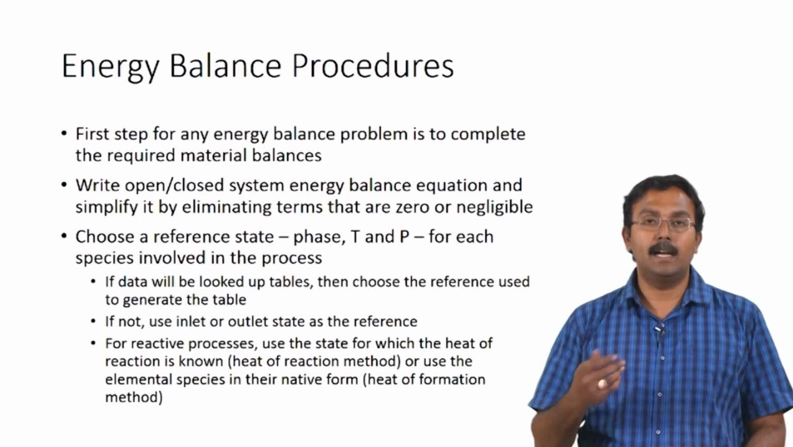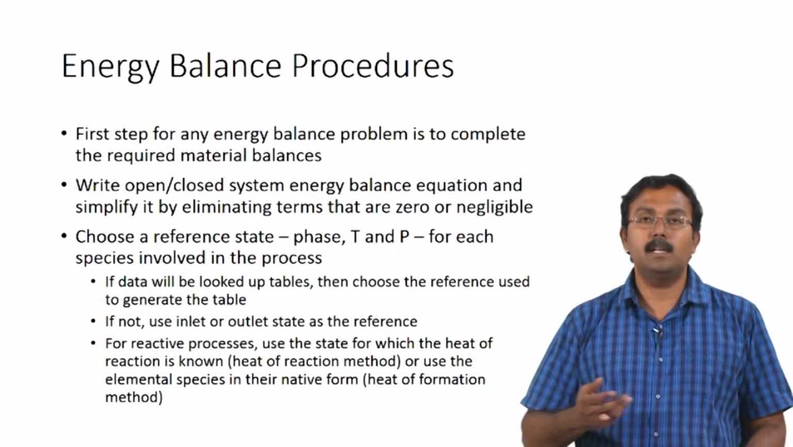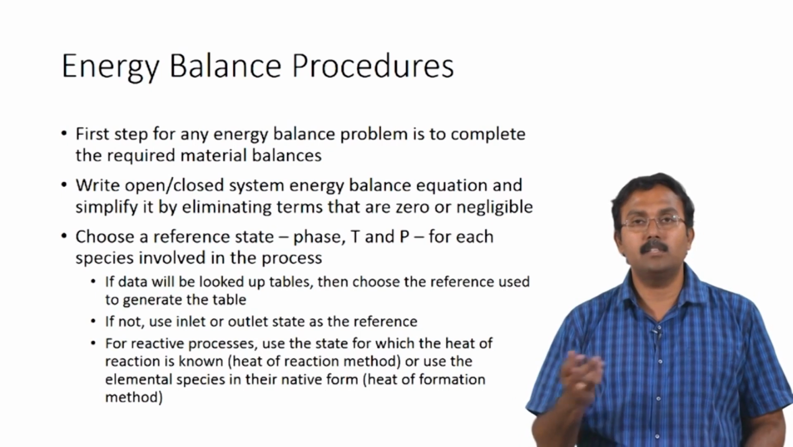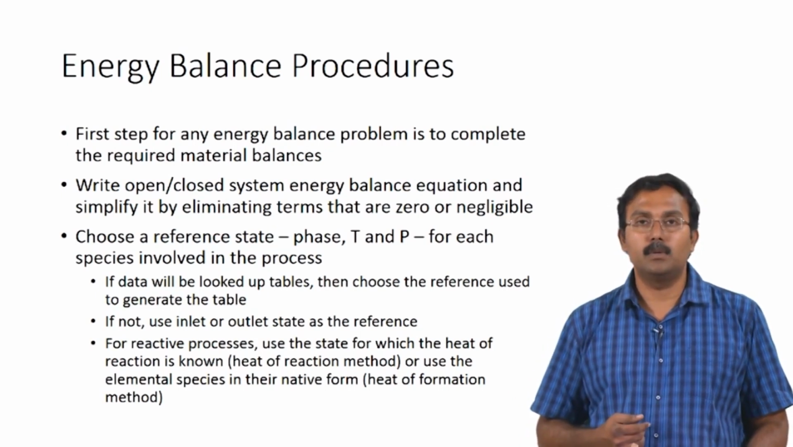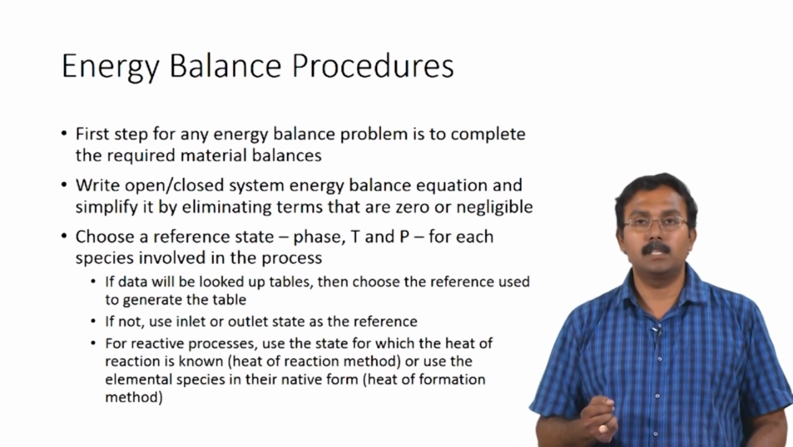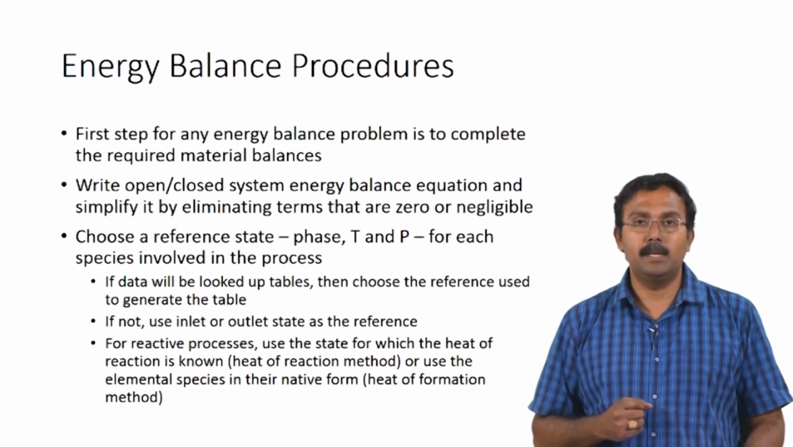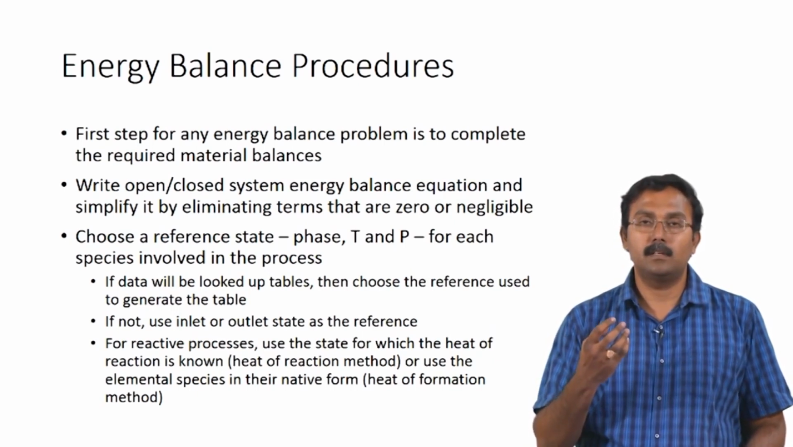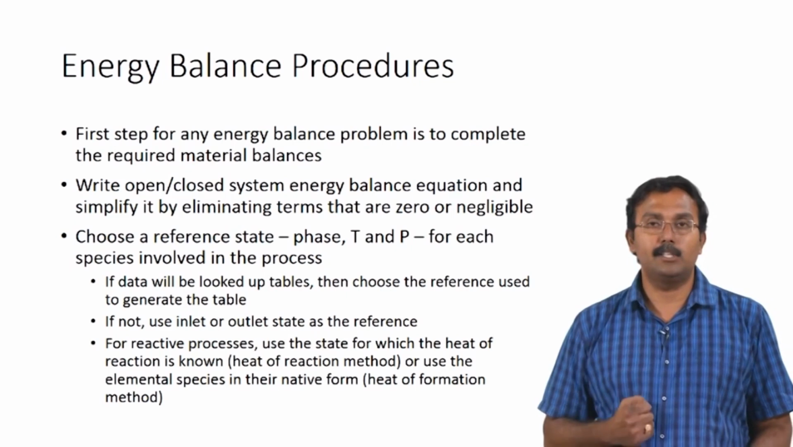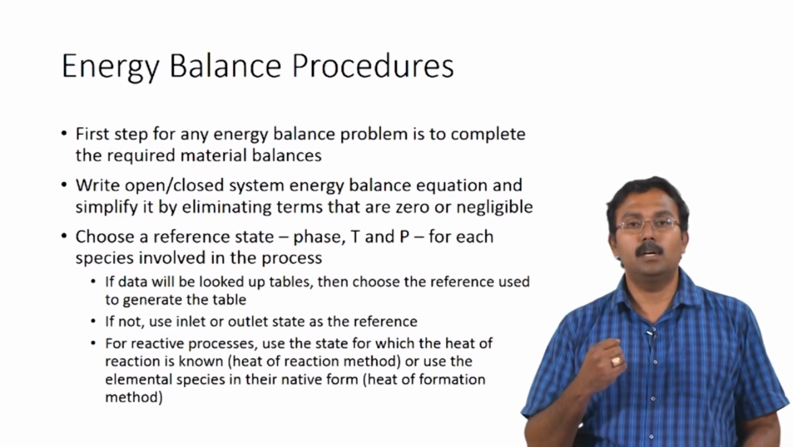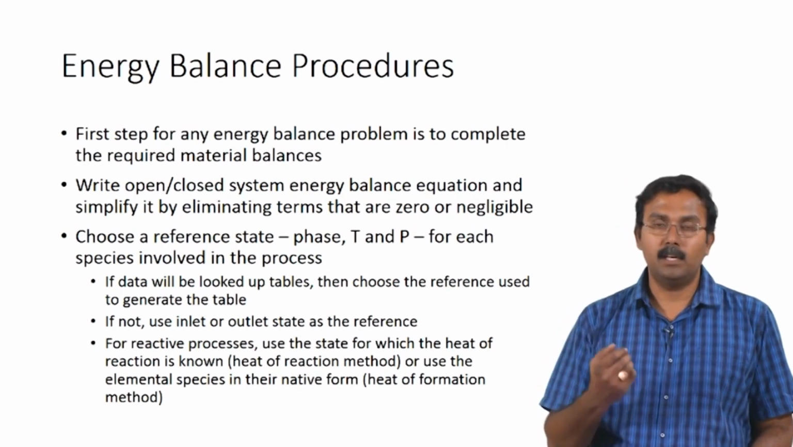So, if you have an adiabatic system where it is perfectly insulated and there is no exchange of heat, then Q can go to 0 too. So, taking all this into consideration, we will simplify the equation to get the final equation that needs to be solved. So, once you have this equation, you have to calculate individual terms.